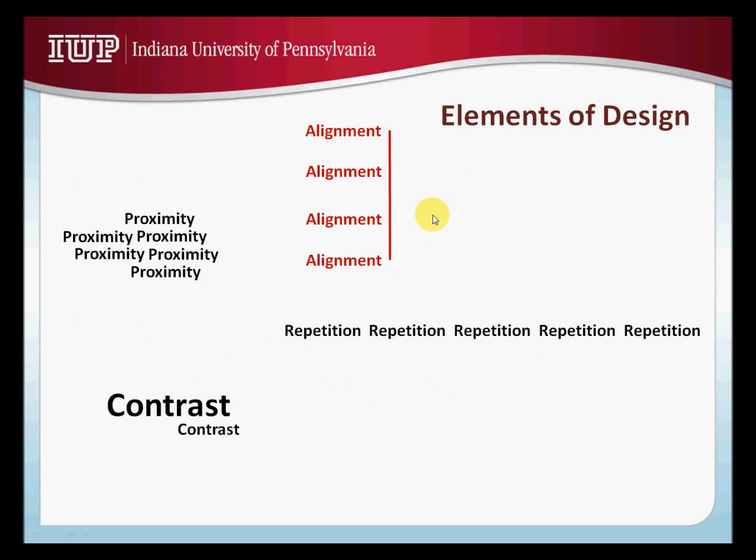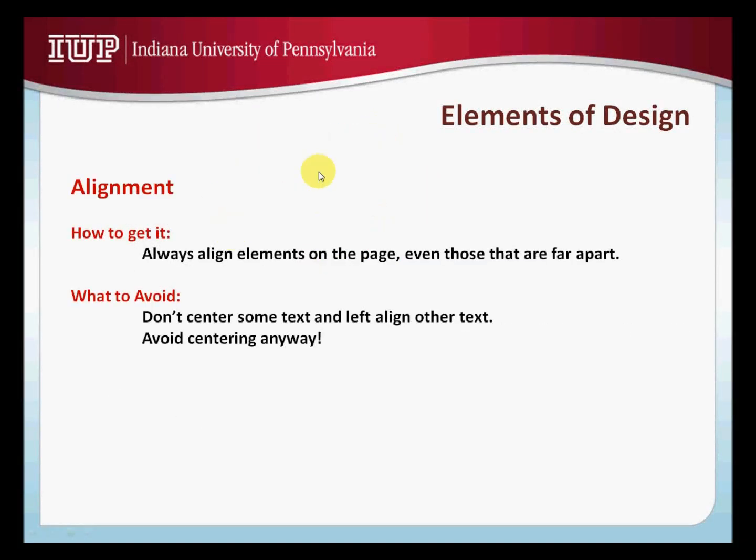Now, the next topic we're going to look at is alignment. The human eye loves alignment. You notice I have a line here that shows how we've aligned these elements on the T's. Well, how do we get alignment? First of all, always align elements on a page, even those that are far apart.